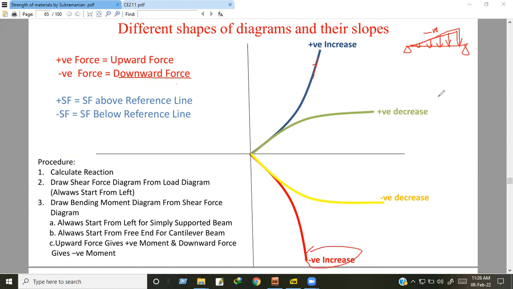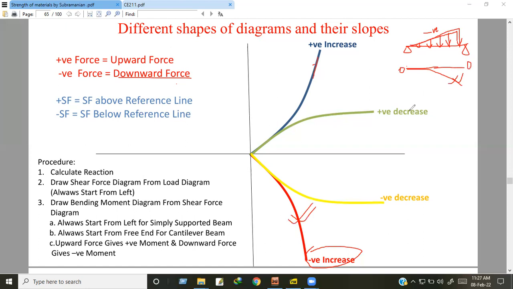This means negatively increase. If the force diagram is like this, then the shear force diagram will be like this. Negatively increasing goes downward, like this. This is the reference line, the zero line. Clear?